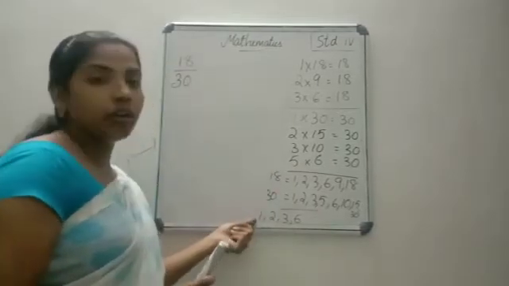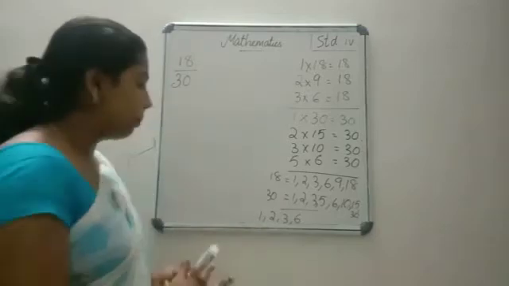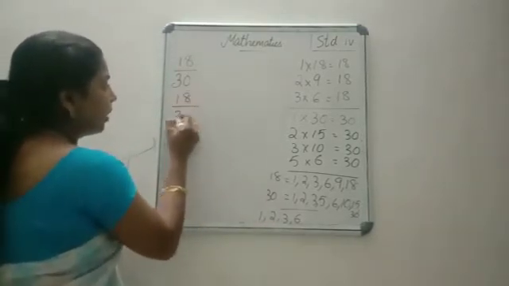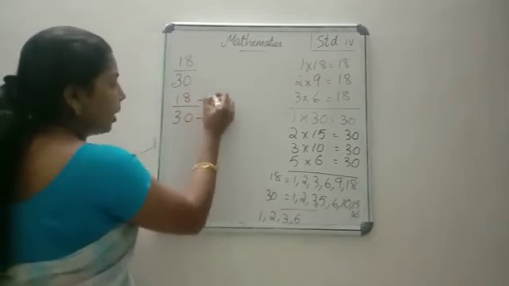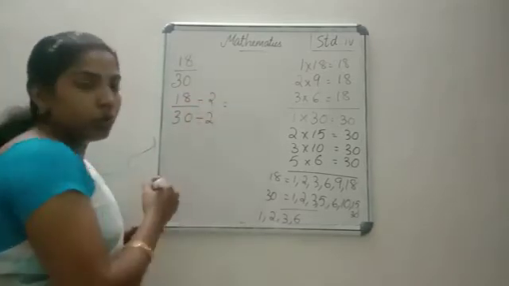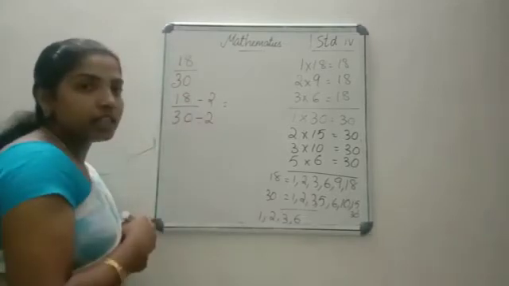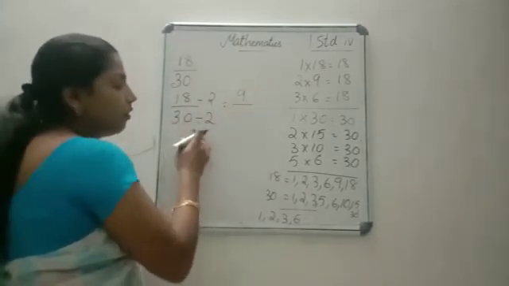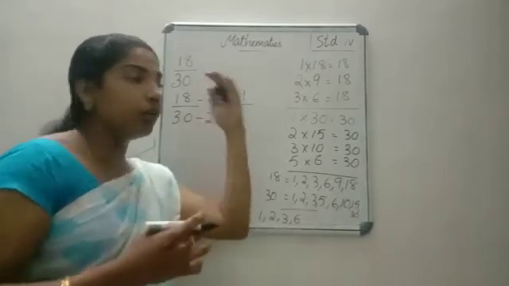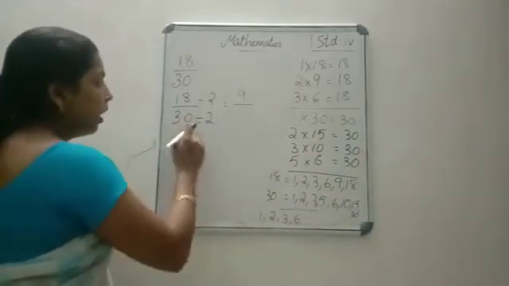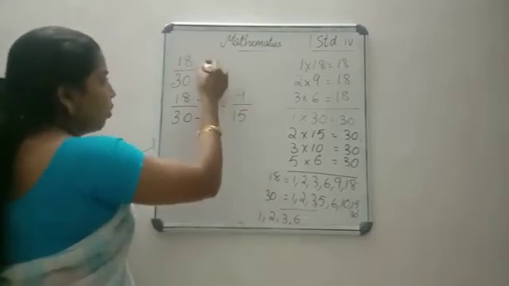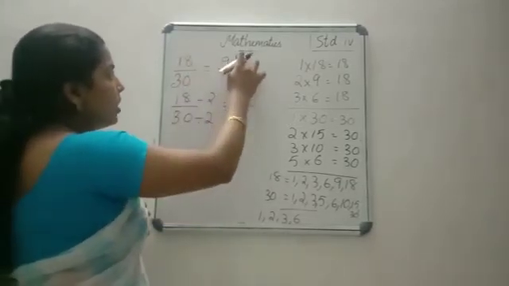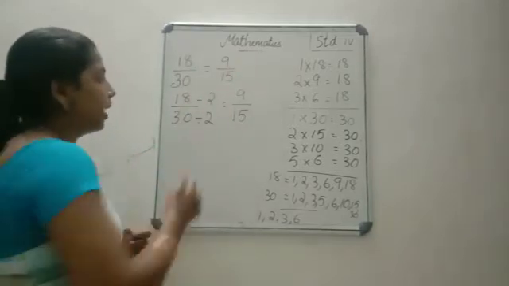We are going to divide using each common factor. We don't need to divide with 1 because we will get the same number. So the next number is 2. So 18 by 30. We have to divide the numerator and denominator with 2. So 18 divided by 2 is 9, and 30 divided by 2 is 15. If you don't know, you can divide in the working column and check. So one more equivalent fraction for 18 by 30 is 9 by 15.